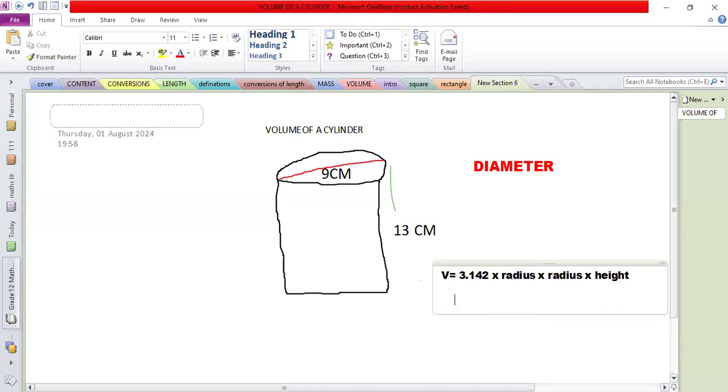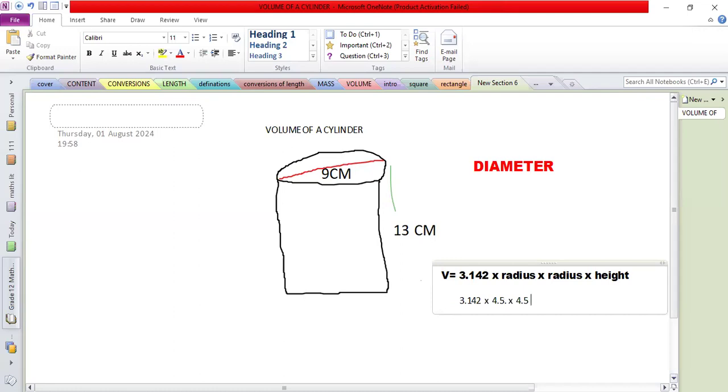So it is 3,142 times 4,5 times 4,5. How did we get 4,5? It's because we divided 9 centimeters by 2. Remember, radius is equal to diameter divided by 2. So it's 4,5 multiplied by 4,5.